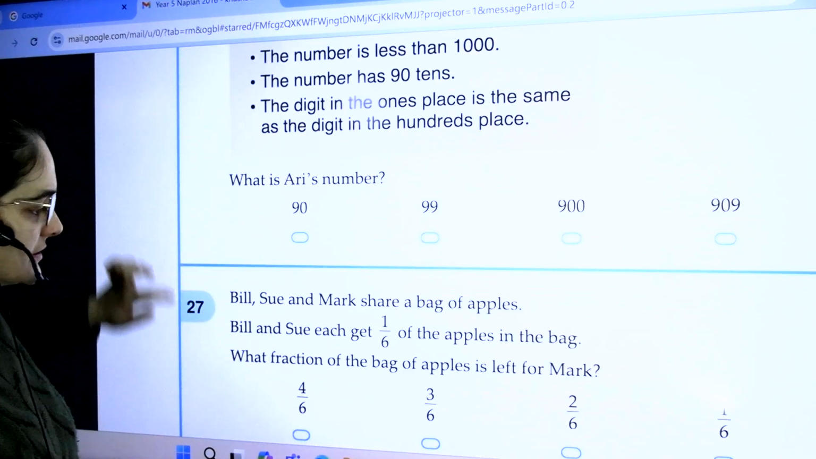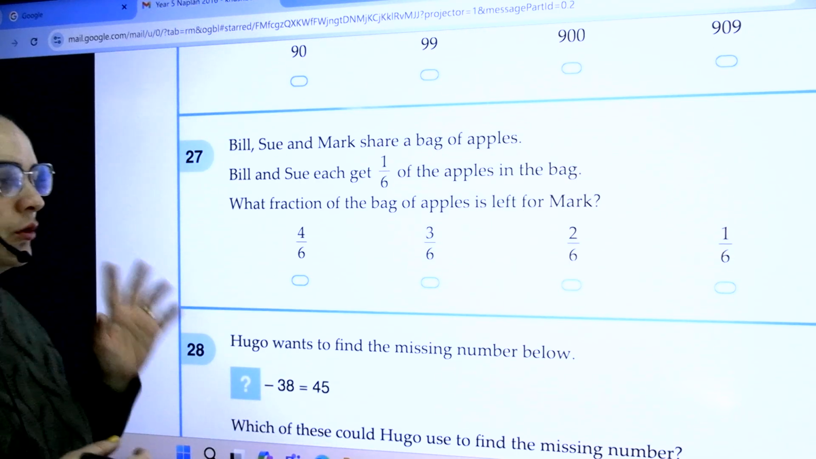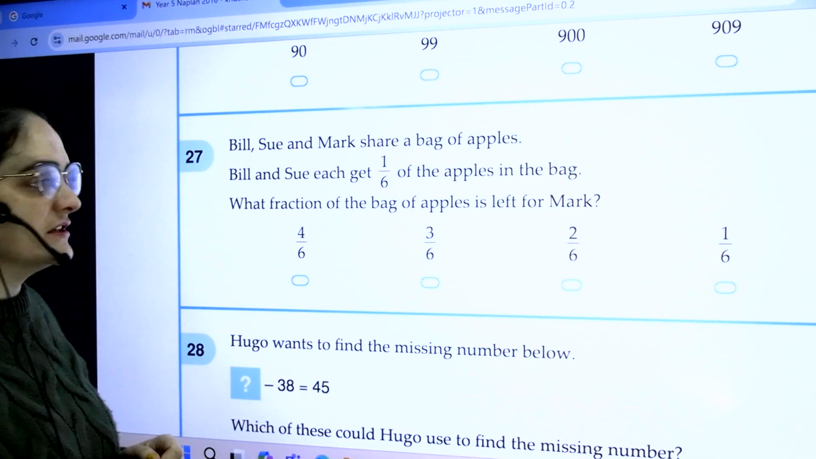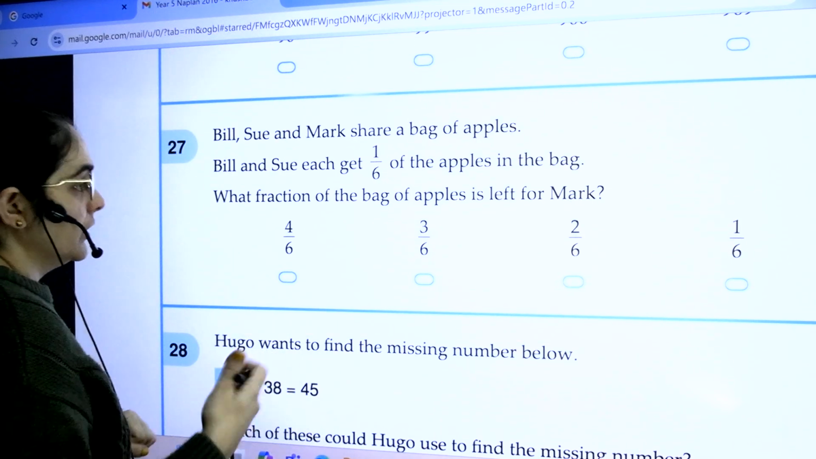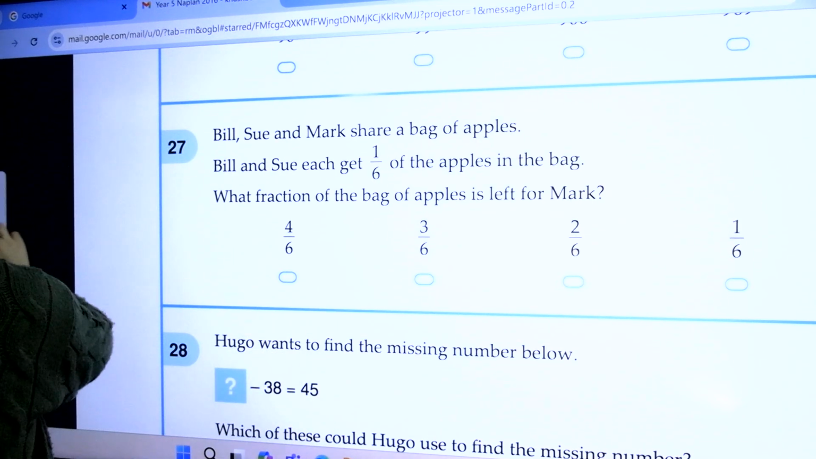I always say this in most of my videos: all your Naplans are timed tests. Do not waste any time, and you should keep on moving question after question so that you can finish your paper.